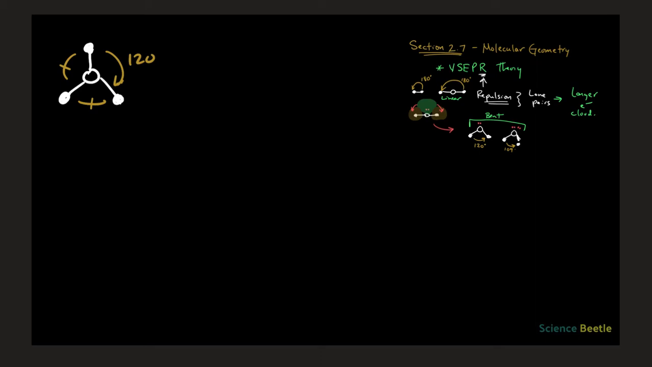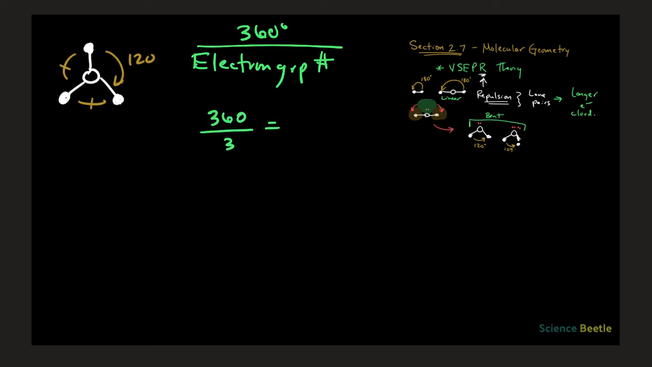And so in here, what you can do is use the equation: the electron group number as a denominator, a divider, over the total angles of 360. So in this particular case, I had 360 degrees, I have 3 electron groups, and so that's what's going to lead here to the angle of 120 degrees overall that we observe right there.